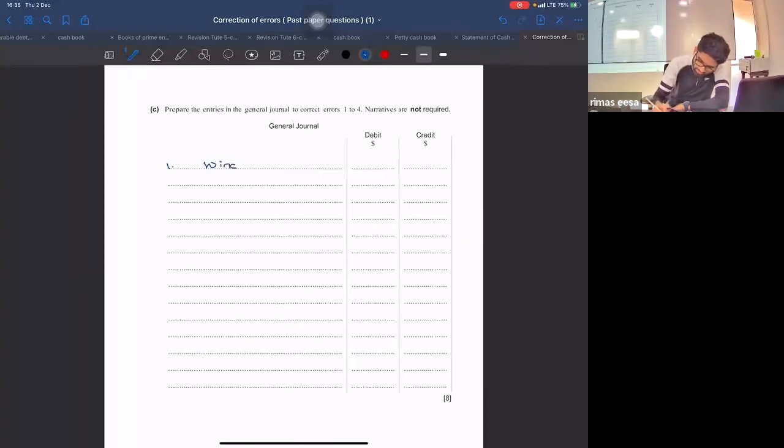So error number 1, Winchester account should be debited with 450 and sales account is credited with 450. So this is what you are doing in order to correct error number 1. Okay, Winchester account is debited, sales account is credited with 450. Error number 1, done. So remember, if you make a mistake in the journal, both the accounts will be wrong. So sales account was also wrong, Winchester account was also wrong.